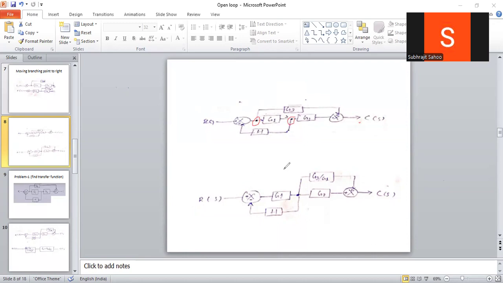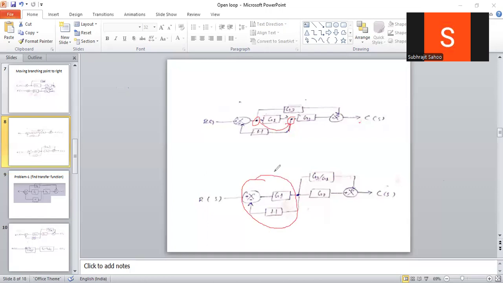So, while finding the transfer function for this total block diagram, it may be required to move this branching point to right or left, or this branching point to left or right. Observe here, sir. Here, this branching point, I'm moving to here. If I move it to here, then I will get this type of diagram.